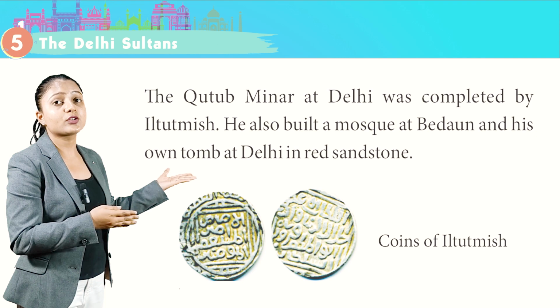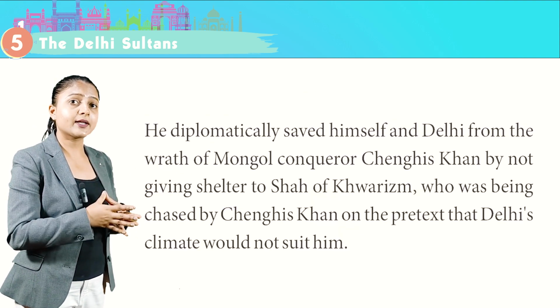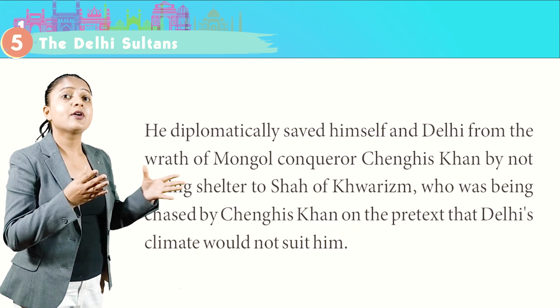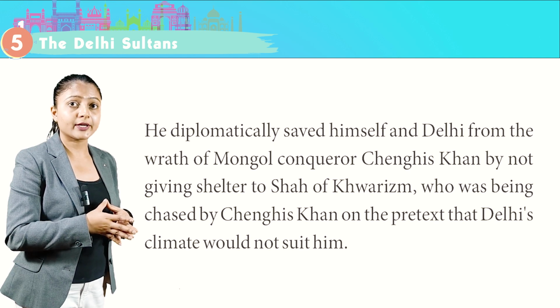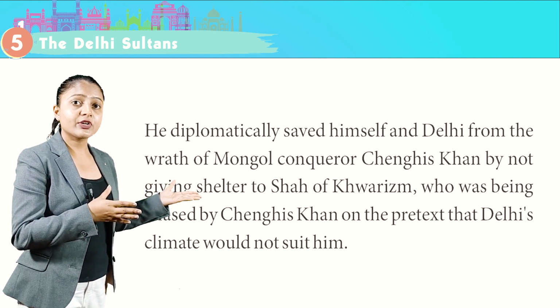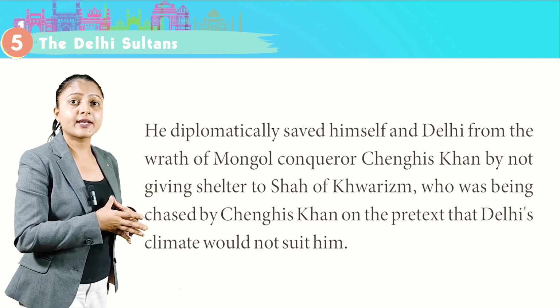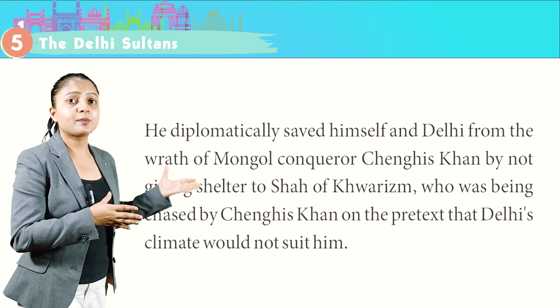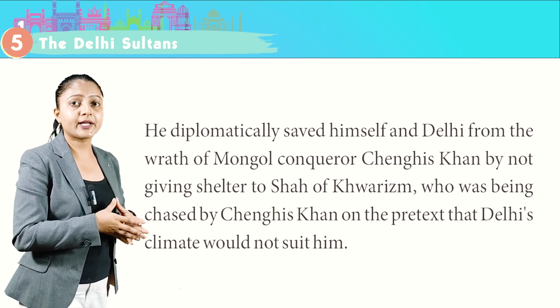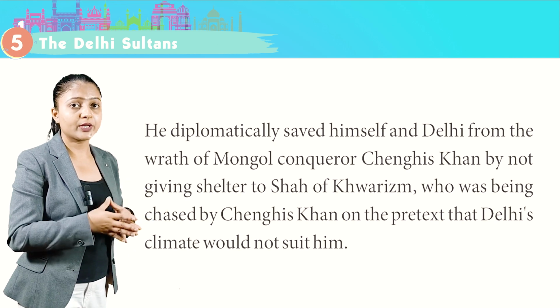These are the coins of Iltutmish. He diplomatically saved himself and Delhi from the wrath of the Mongol conqueror Genghis Khan by not giving shelter to the Shah of Khwarizm, who was being chased by Genghis Khan, on the pretext that Delhi's climate would not suit him.